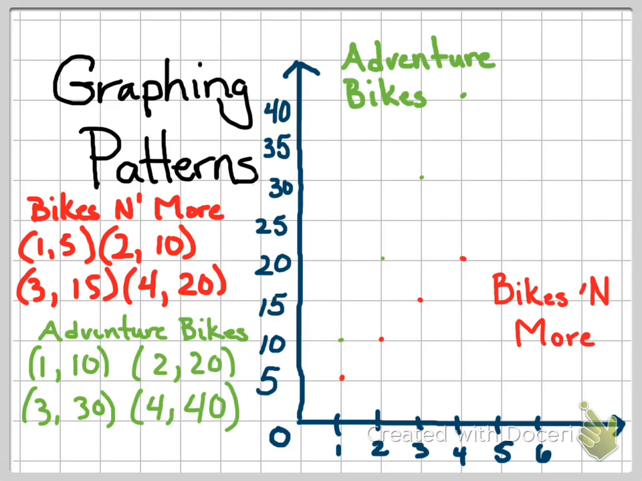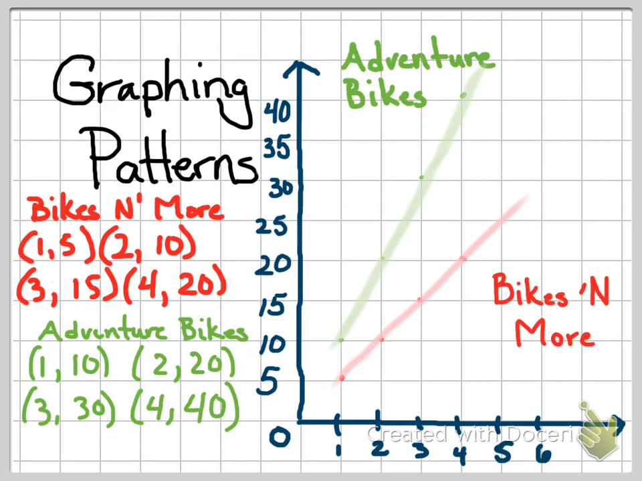Now if I look at those two lines, I can begin to see that there is a difference with Adventure Bikes starting here and just kind of traveling up that way, and then Bikes and More starting here, and that line doesn't go up as fast. The difference between each point represents a difference in cost.